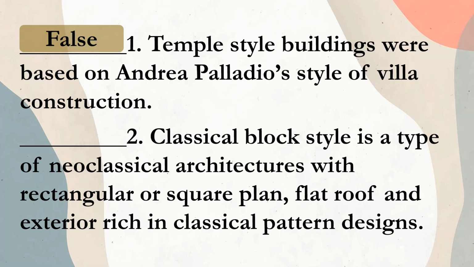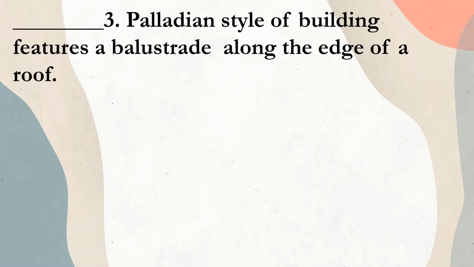2. Classical block style is a type of neoclassical architecture with rectangular or square plan, flat roof, and exterior rich in classical pattern designs. The correct answer is true. 3. Palladian style of building features a balustrade along the edge of a roof. True or false? The correct answer is true.